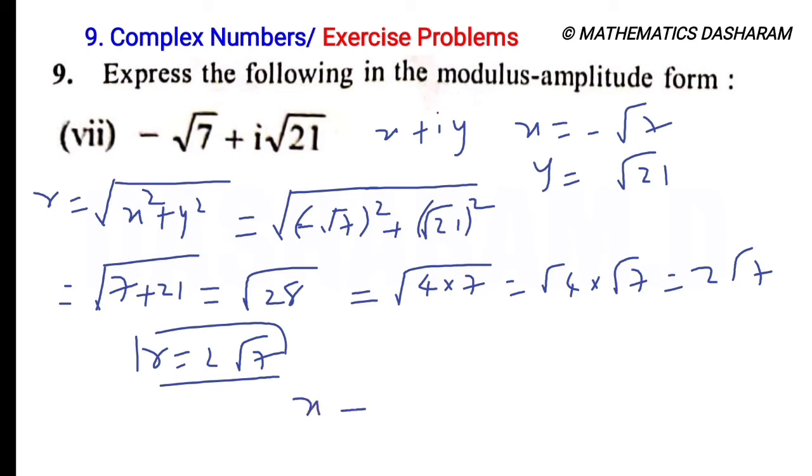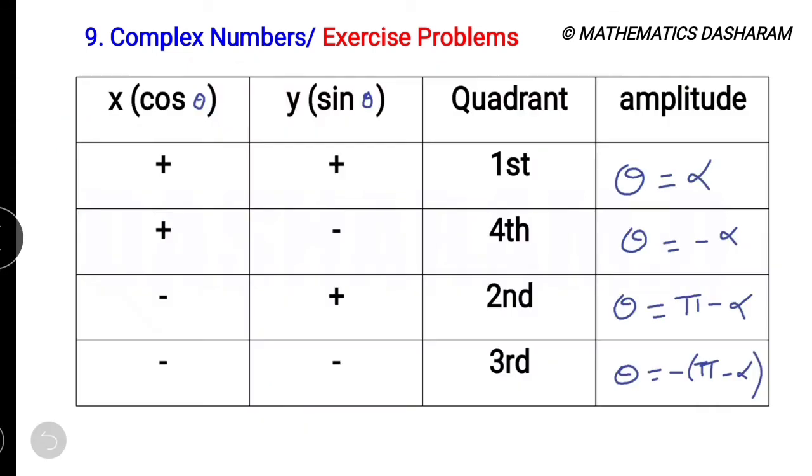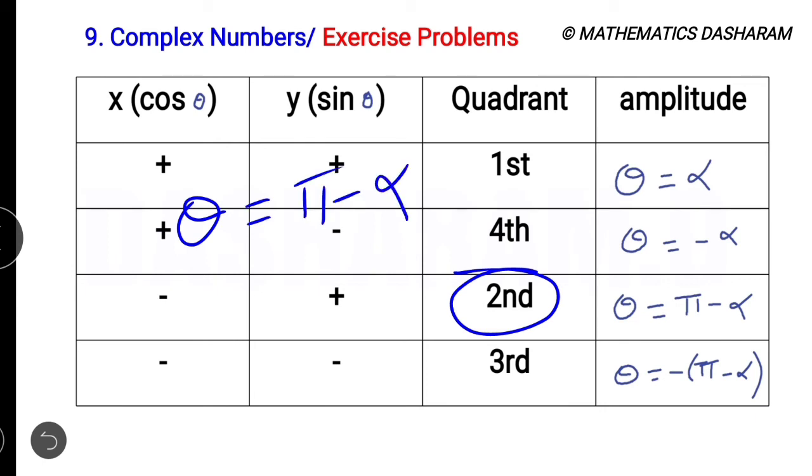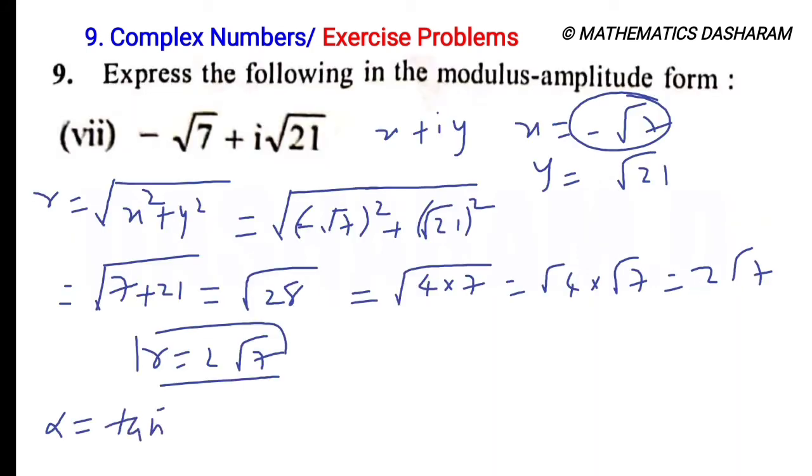Next, x is a negative value and y is a positive value. So the point (x, y) lies in the second quadrant. Then the amplitude theta equals pi minus alpha. First we need to find the alpha value. Alpha equals tan inverse of y by x, so it equals tan inverse of y value root 21 and x value minus root 7.